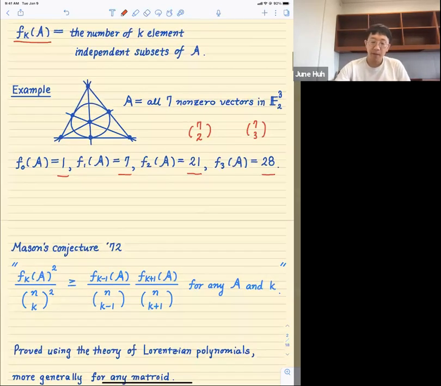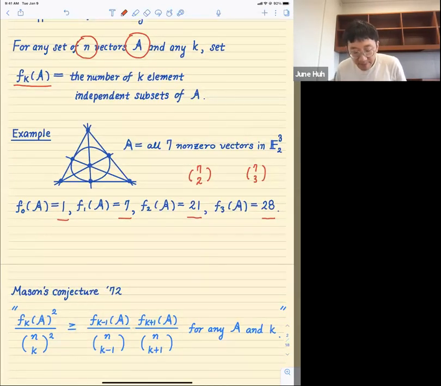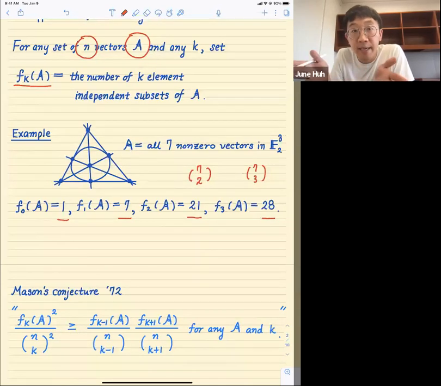And the conjecture, due to John Mason from the early 70s, is that no matter which A you start with, you always get the following so-called log concavity inequality. So you divide Fk by n choose k, remembering that n is the number of vectors. And then you should always get a log concave sequence for any index k.